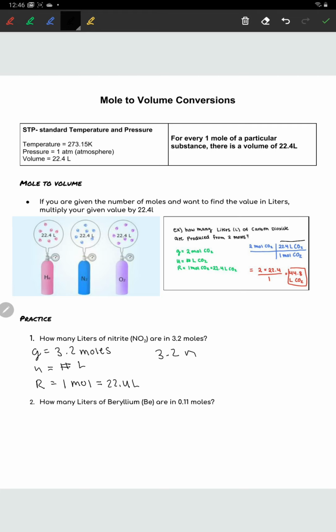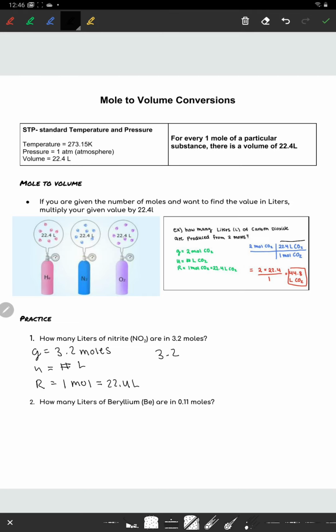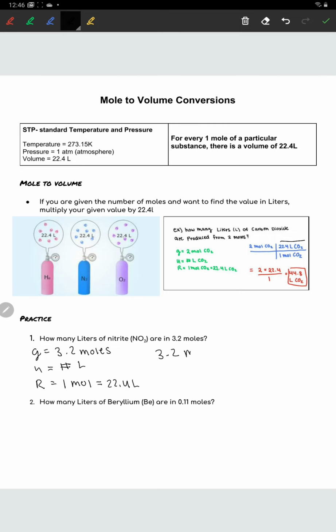Oh goodness. My pen's lagging. Sorry guys. So I have 3.2 moles. And then my 1 mole goes on the bottom right quadrant and 22.4 liters goes on the top. Sorry, we're going to have a lot of technical difficulties because this is the first time I'm using it.